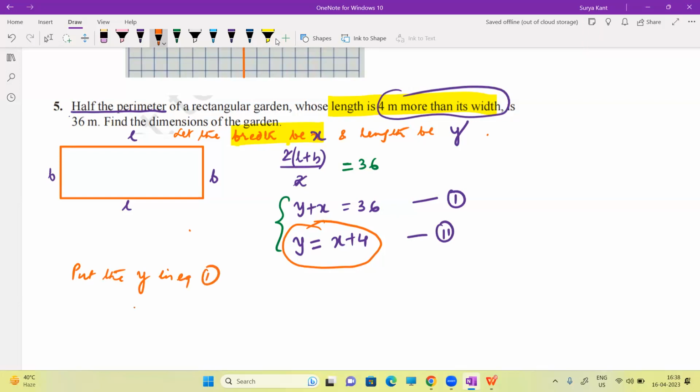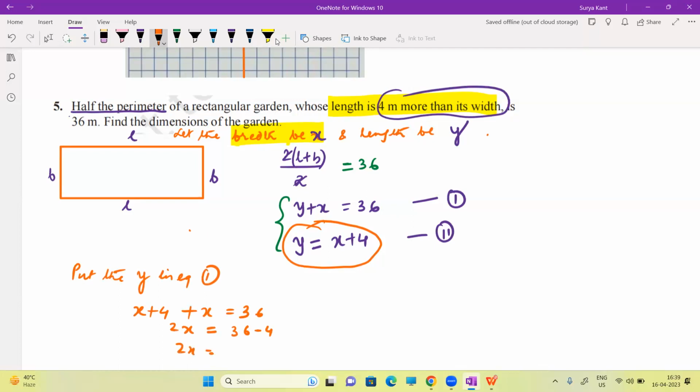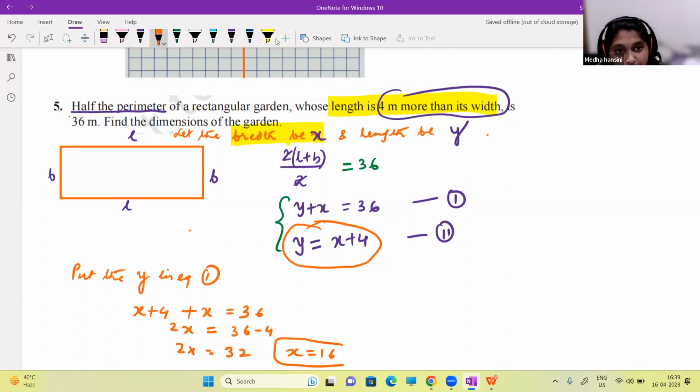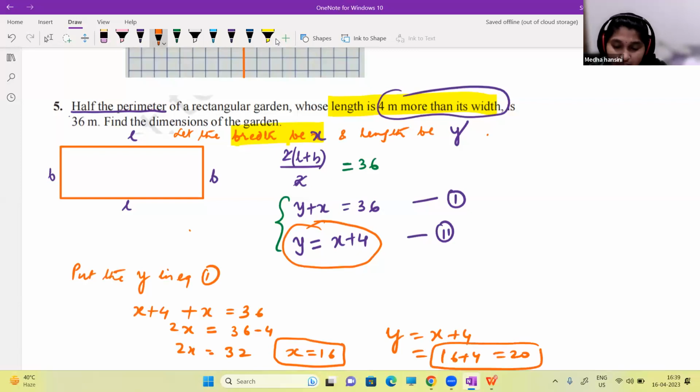So we can write x plus 4 plus x is equal to 36. So 2x is equal to 36 minus 4, so 2x is equal to 32. X is equal to 16. If x is equal to 16, then what is y? Y is equal to x plus 4, that is 16 plus 4, that is 20. Fine.